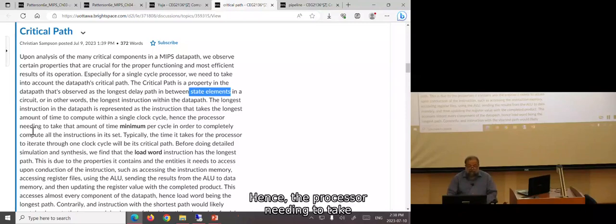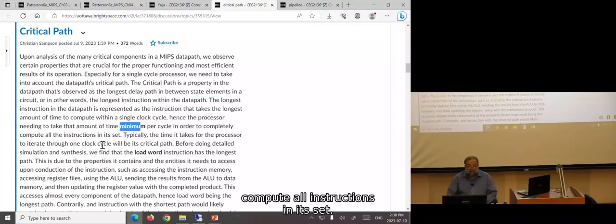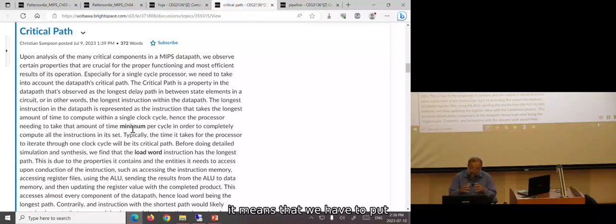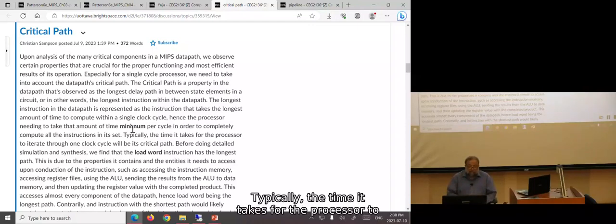Hence, the processor needs a minimum amount of time per cycle in order to completely compute all instructions in its set. I guess by minimum he means that we have to set the clock cycle at that amount or more. So the minimum clock cycle would be the longest critical path. Typically, the time it takes for the processor to iterate through one clock cycle will be its critical path. Before doing detailed simulation of the system, we find that the load word, very good, the load.